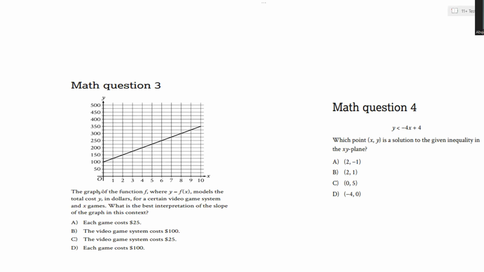Question number 3 says, the graph of the function f where y is equal to f of x models the total cost y in dollars for a certain video game system and x games. What is the best interpretation of the slope of the graph in this context? Now, we need to look at the graph clearly.